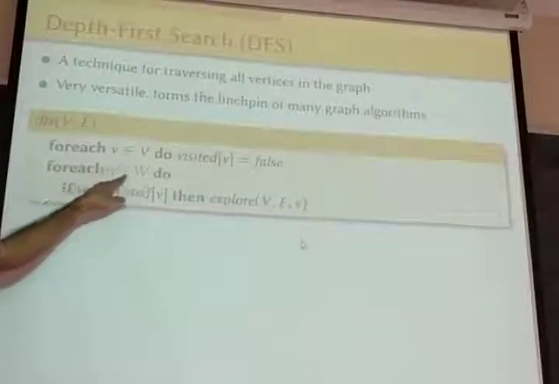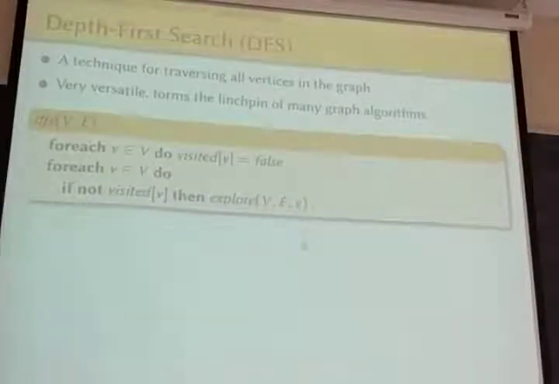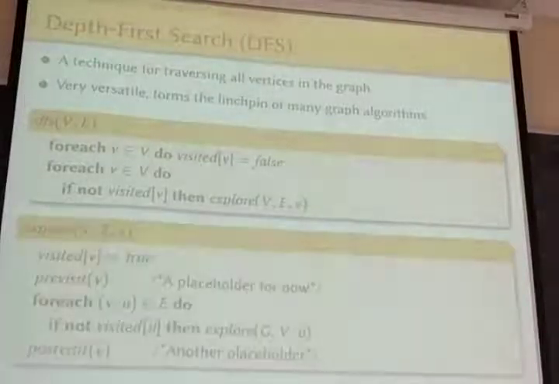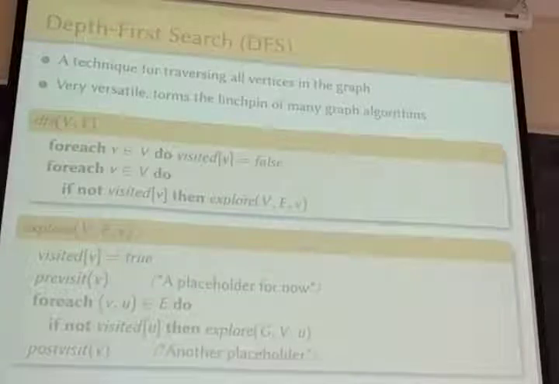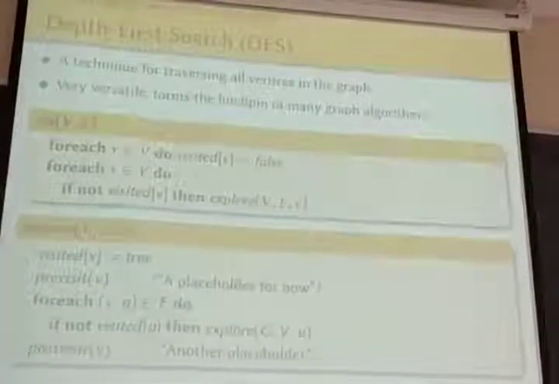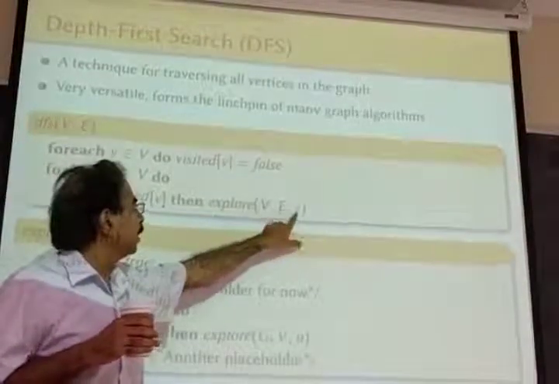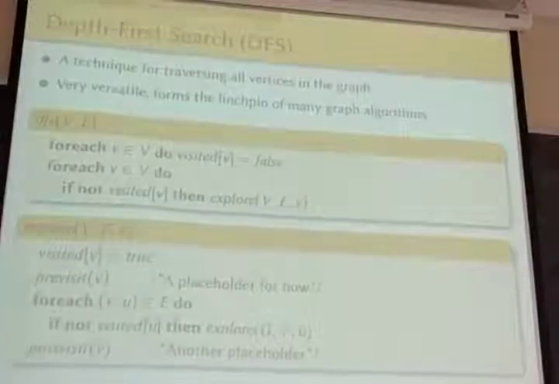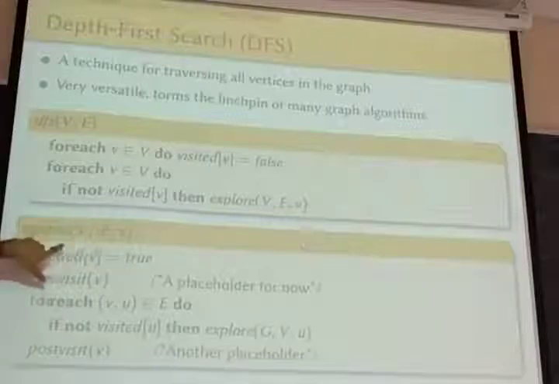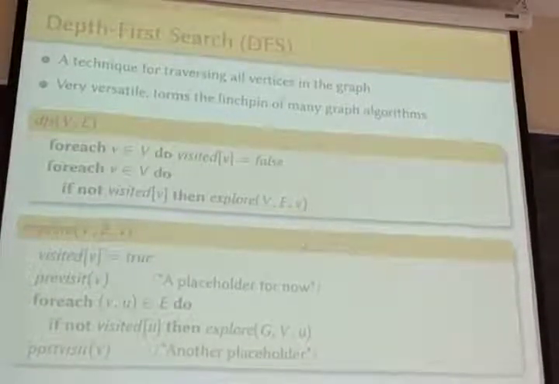And then you pick the vertices one by one, and if they are not already visited, then you call this function called explore, right? And explore is going to first say that it has visited this vertex. So you want to explore this graph, V comma E, starting with the vertex lowercase v. This is the root of what you're going to explore, and so you first say, okay, I have visited this root.